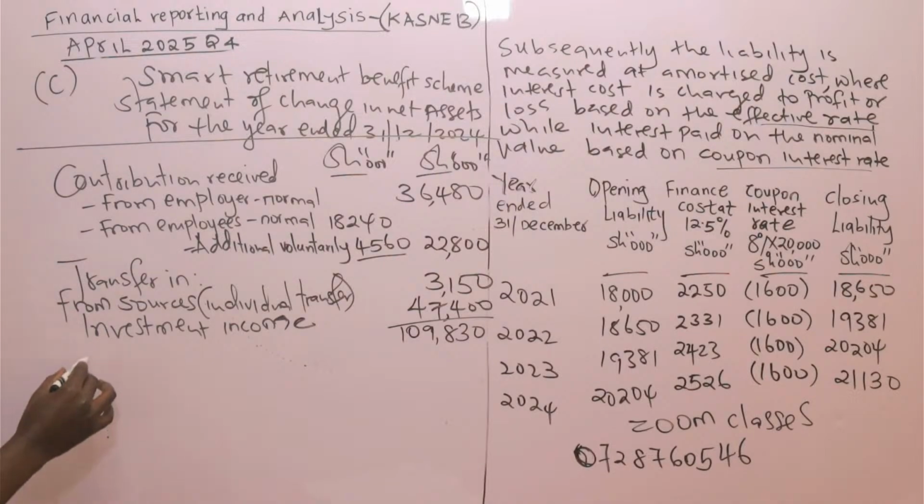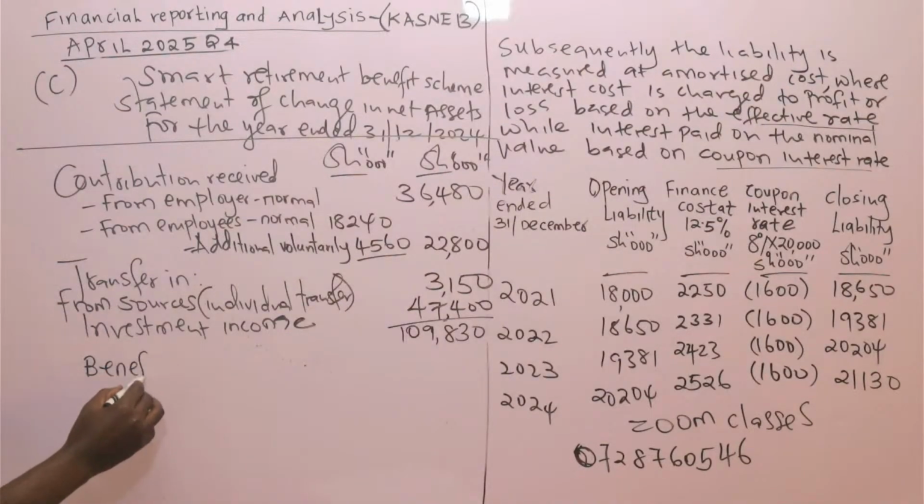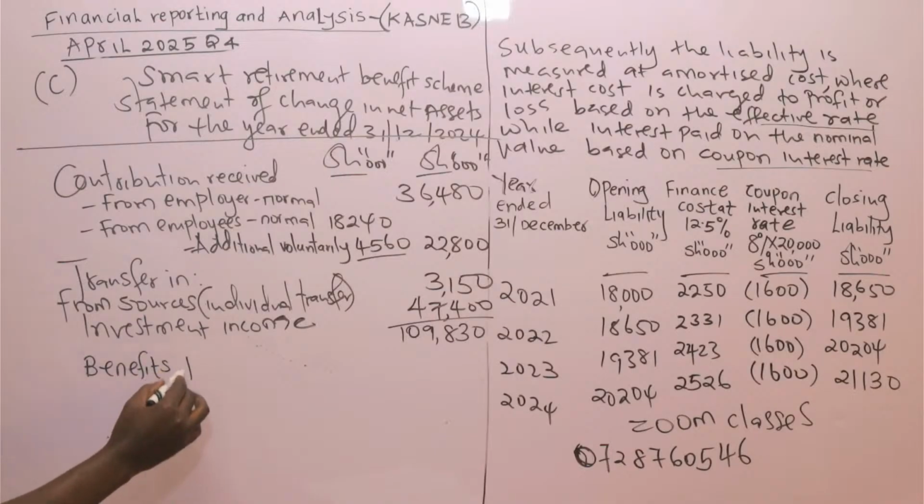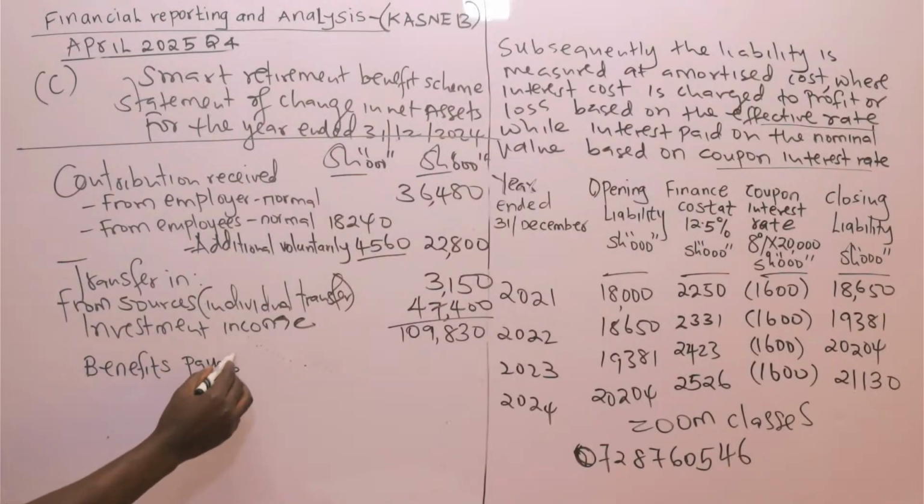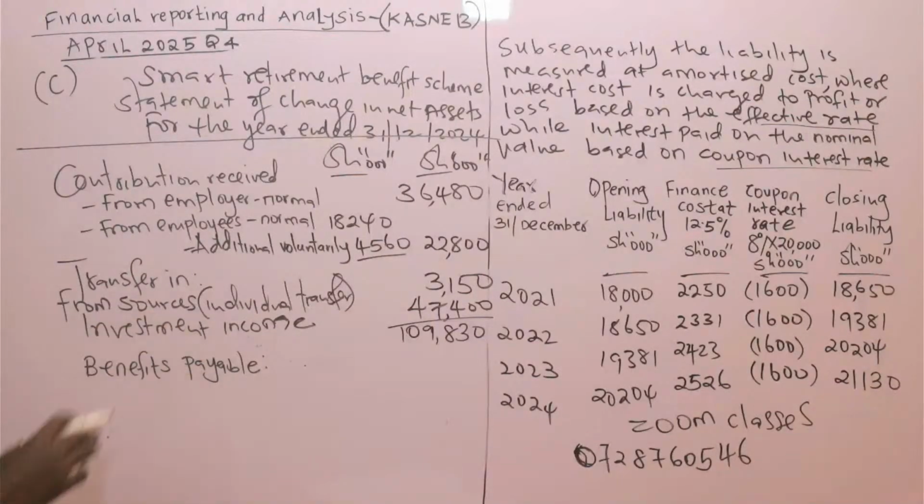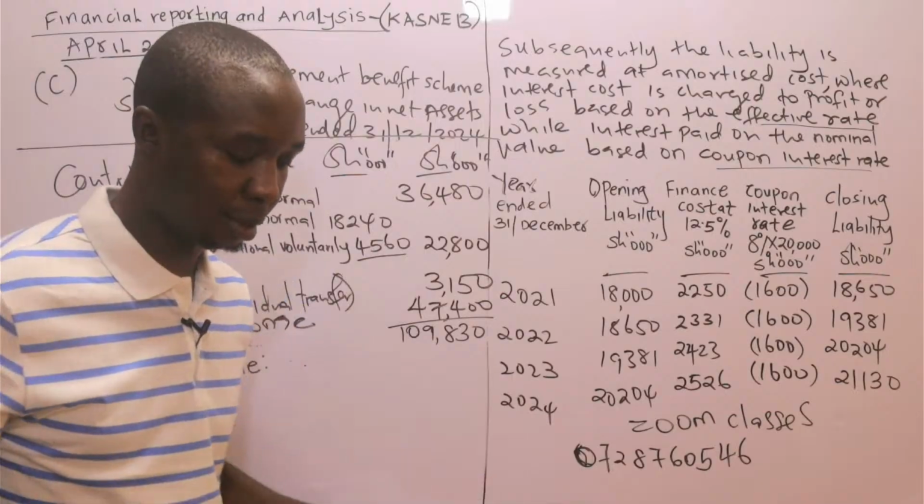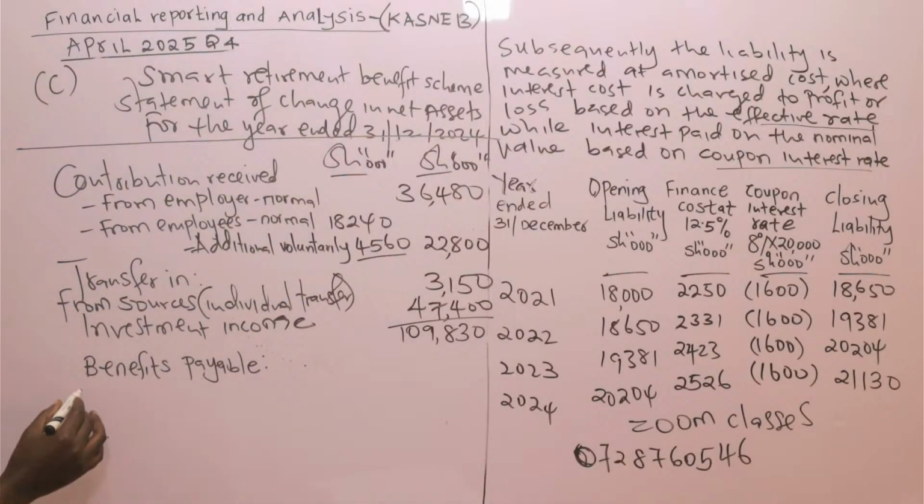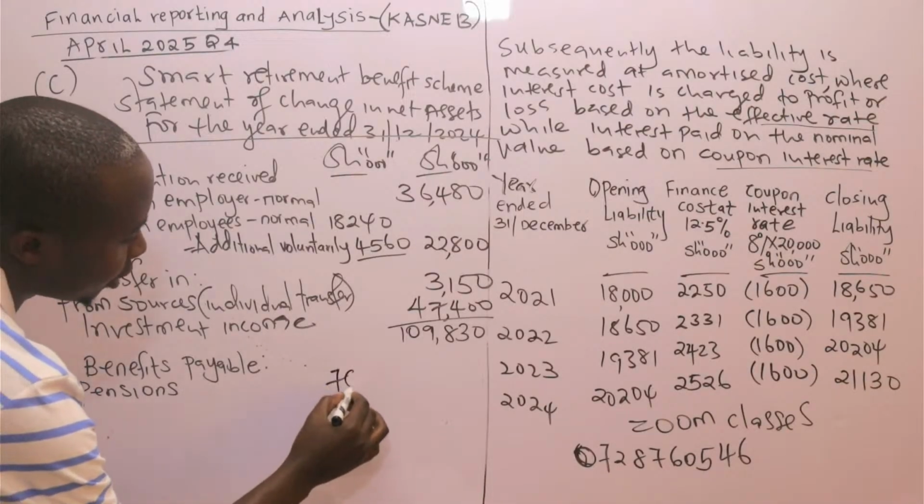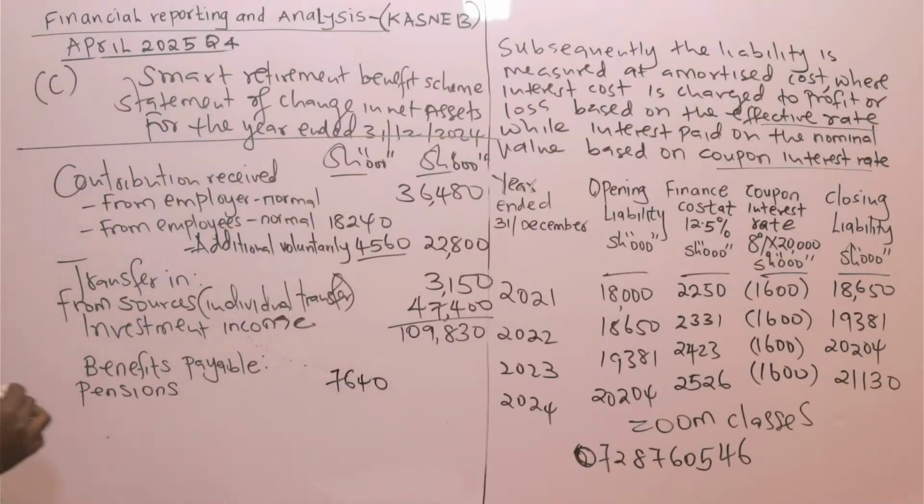And now we look at the benefits payable, the ones being paid by the scheme, the ones going out. Maybe the scheme is paying people who have already retired. Like now we have pensions. So the pension from the question is 7,640. That is the pension, the first one.